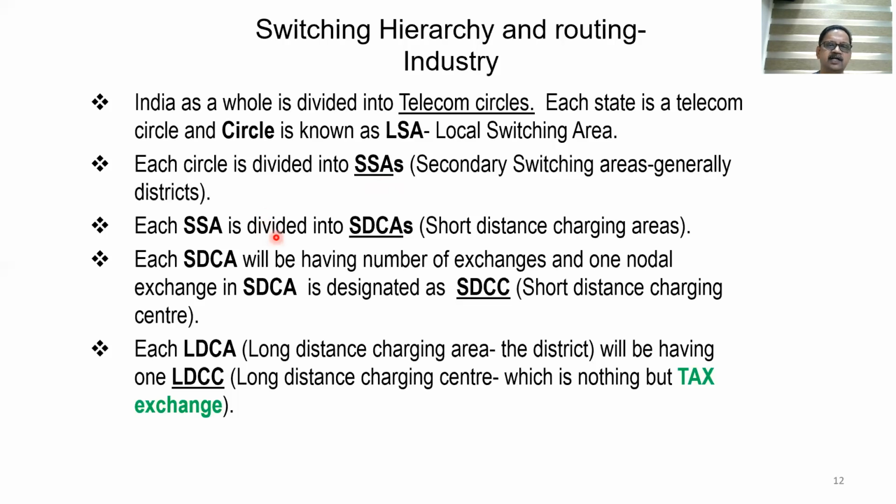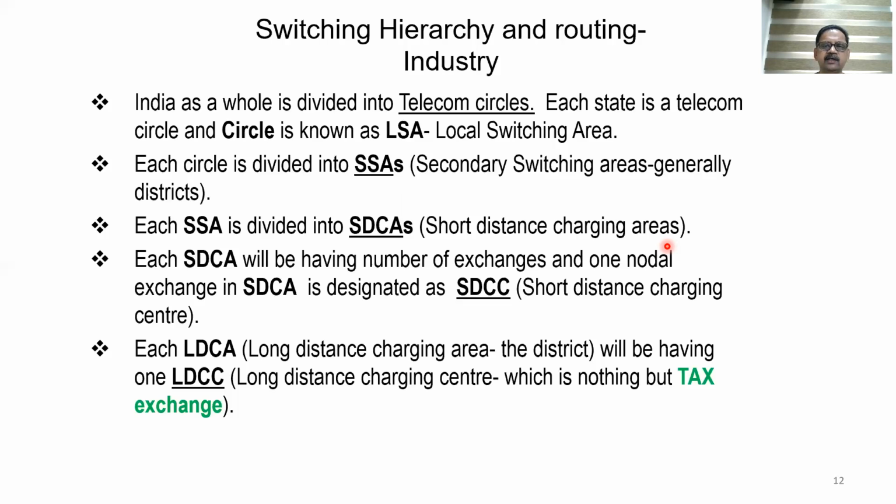Each SSA is further divided into SDCAs, which are known as short distance charging areas. So each district is divided into, for example, Krishna district in Andhra Pradesh is divided into 10 zones, sub-zones. Sub-zones means important areas. Each sub-zone will have its own exchanges. So 10 to 15 sub-zones, that is below the district level. It is something like the old tahsils.